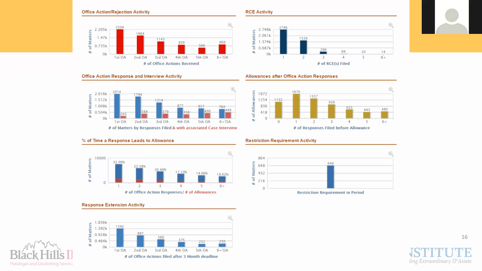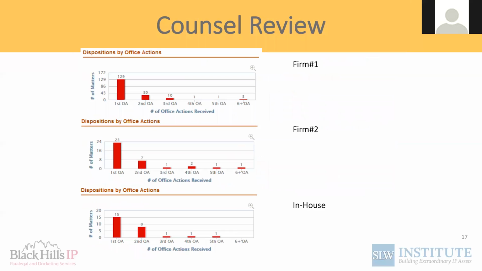So let's take a look at a little bit of detail now and compare some firms from a systematic perspective. Okay, so Jackie, what are we looking at here? We are looking at the number of office actions between Firm 1, Firm 2, and in-house. You will see here that the trends for the most part are going down. That is good. However, something I like to note here is Firm 2. It tends to have a few office actions that drag out to the 4th, 5th, and 6th office actions.